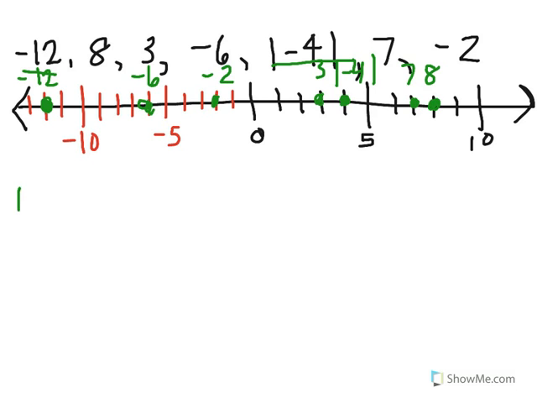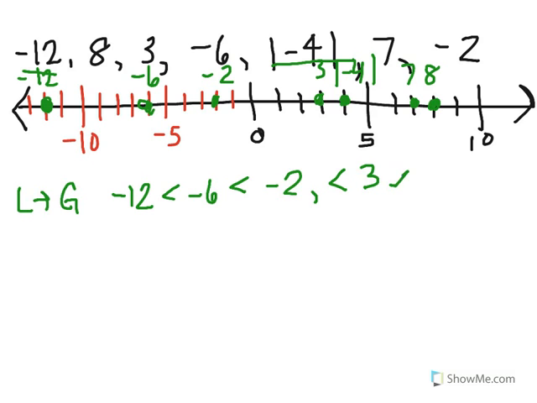Now, if I want to go from least to greatest, I start out here with negative 12, and that's less than negative 6, which is less than negative 2, which is less than 3, which is less than the absolute value of negative 4, which is less than 7, which is less than 8.